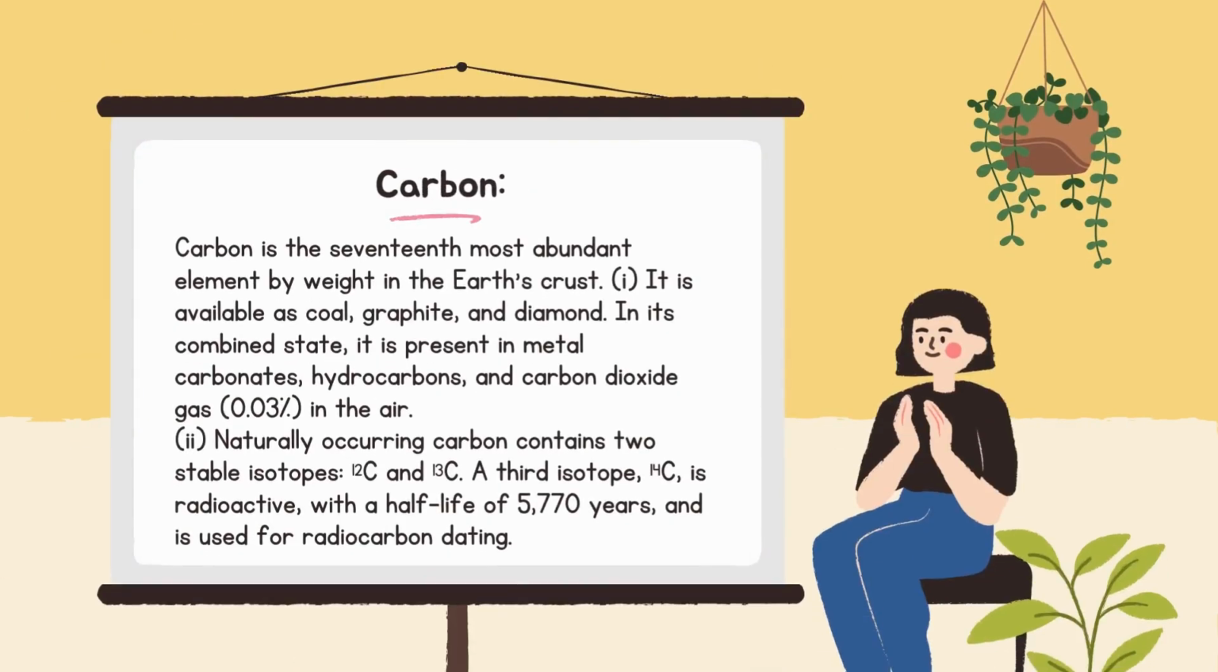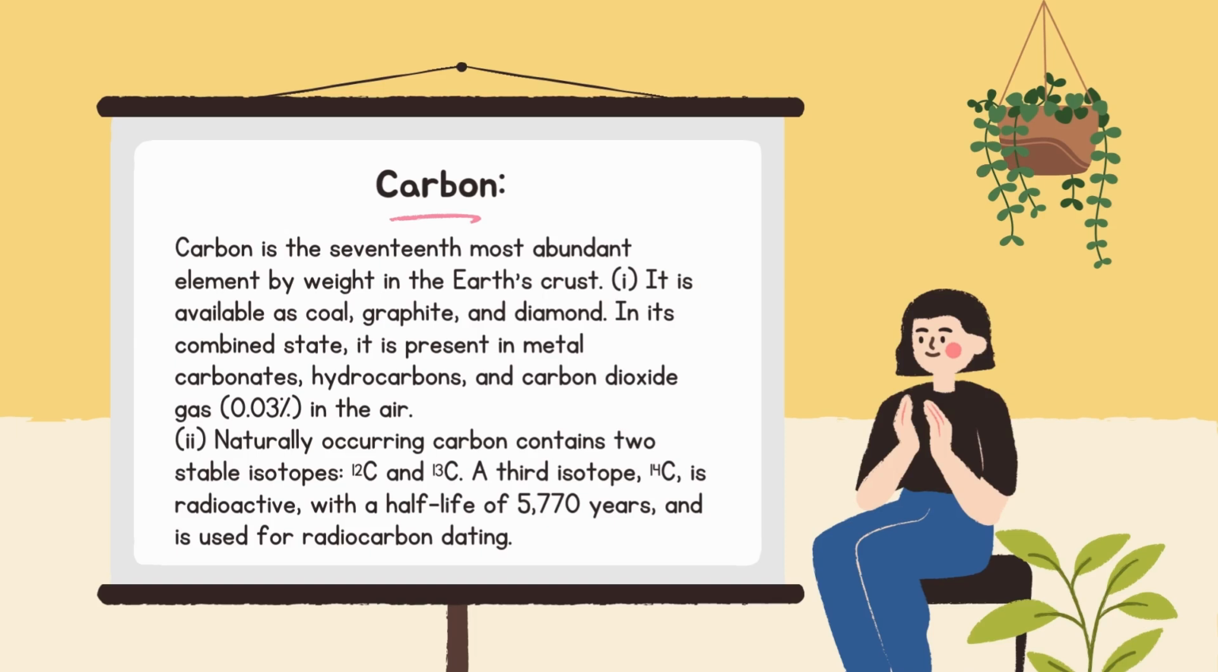Next is carbon. Carbon is the 17th most abundant element by weight in the Earth's crust. It is available as coal, graphite, and diamond. In its combined state, it is present in metal carbonates, hydrocarbons, and carbon dioxide gas, 0.03% in the air.